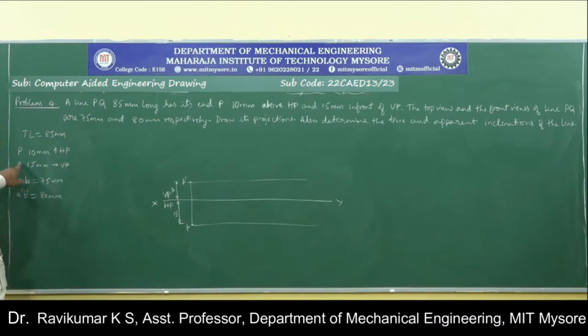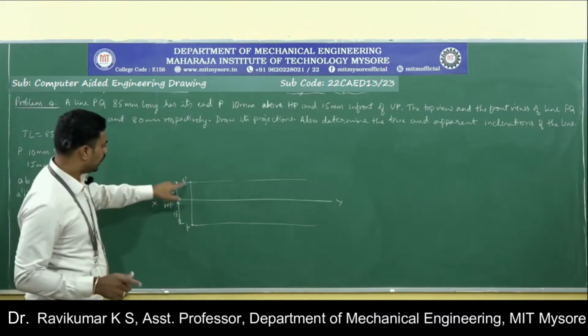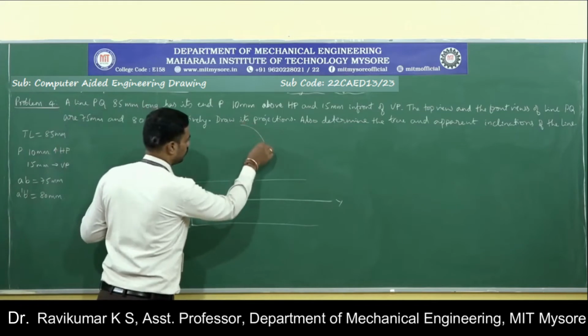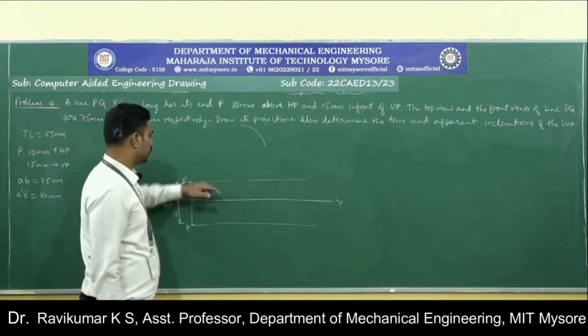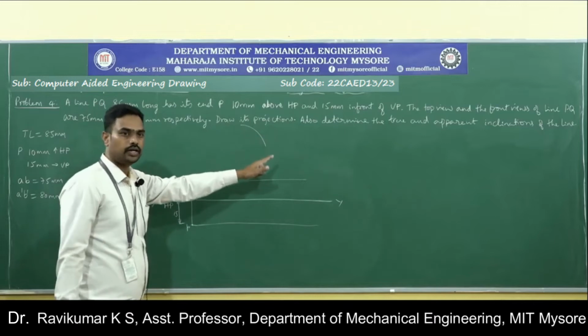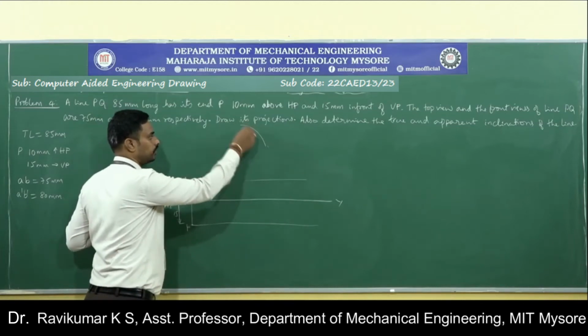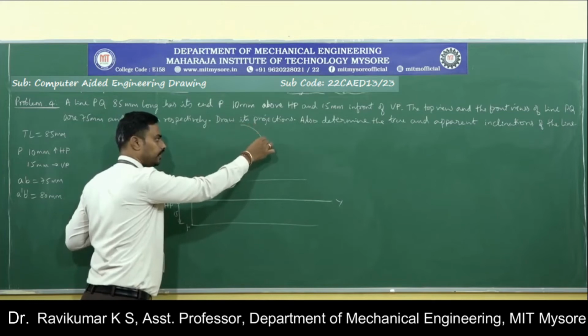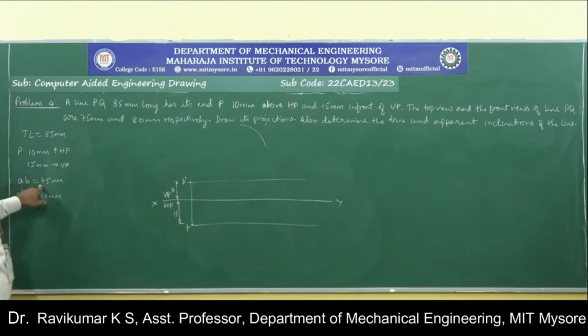Now how to move on? We know that the true length is 85 mm. Take 85 mm in the compass. Select P dash as center. Draw an arc for 85 mm. But you will not know the angle. If you know the angle, you can draw the line, but here the angle is not given. So the true length may fall anywhere on this curve, on this point, this point, anywhere.